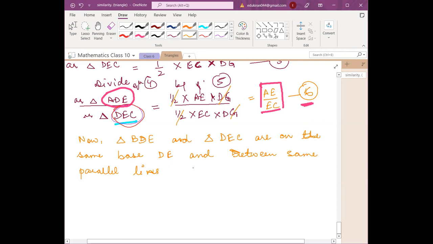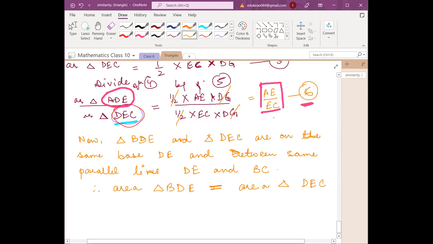Now, what are the parallel lines? It is given that the lines DE and BC are parallel. So therefore, the areas are the same. So therefore, area of triangle BDE is equal to area of triangle DEC. So we can substitute here.